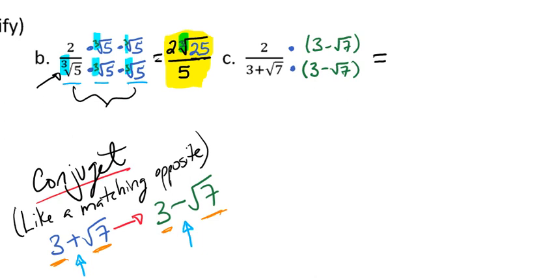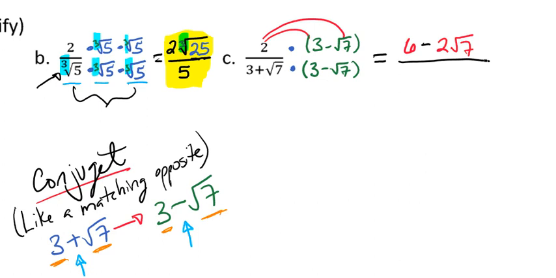Now, as far as the numerator goes, because it's just a single digit of 2, we're able to just distribute. And 2 times 3 is 6. The minus sign will stay there. And then we'll be left with a 2 radical 7. Because the 2 is on the outside and the 7 is on the inside, they can't go together.